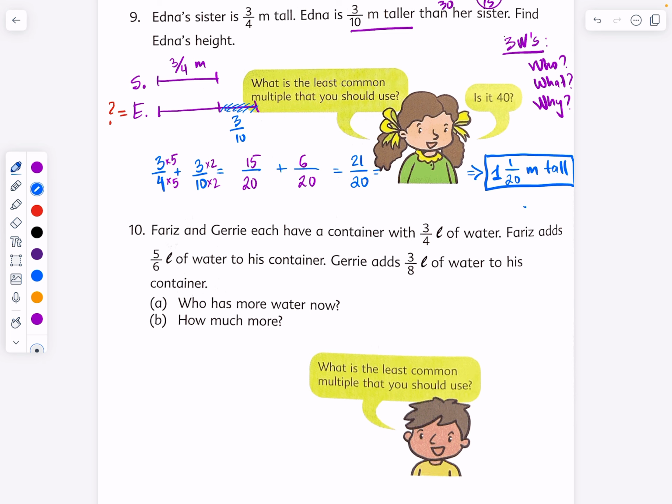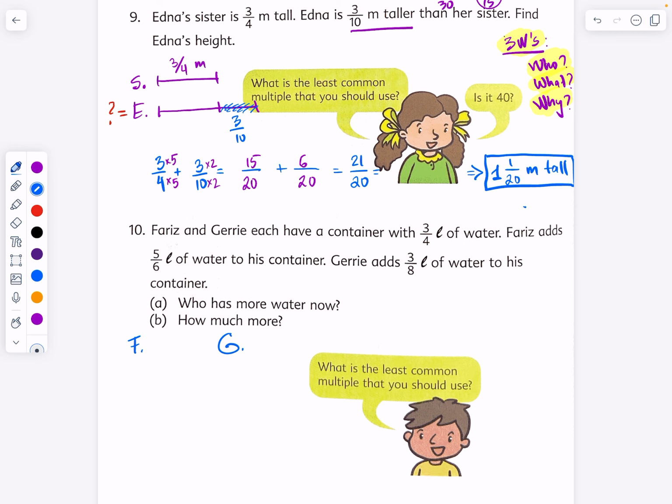Number 10, Fariz and Gary each have a container of 3/4 liter of water. Fariz adds 5/6 of a liter of water to his container, and Gary adds 3/8 of a liter of water to his container. The questions are, who has more water now and how much more? Well, let's apply the same steps to problem solving. The 3 W's. First question we should answer. Who is the problem talking about? Fariz and Gary. Let's label F for Fariz and G for Gary.